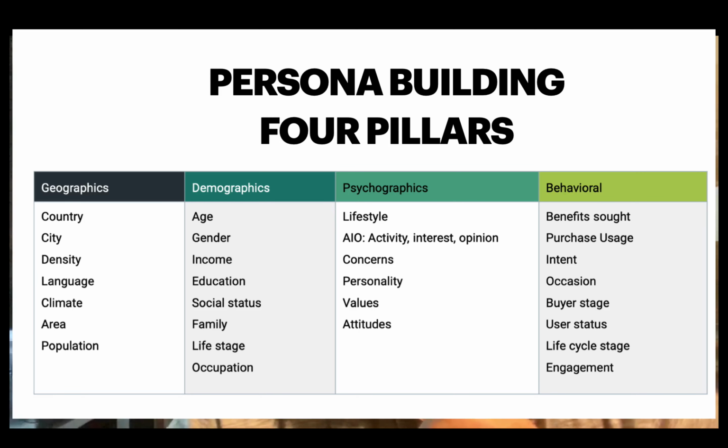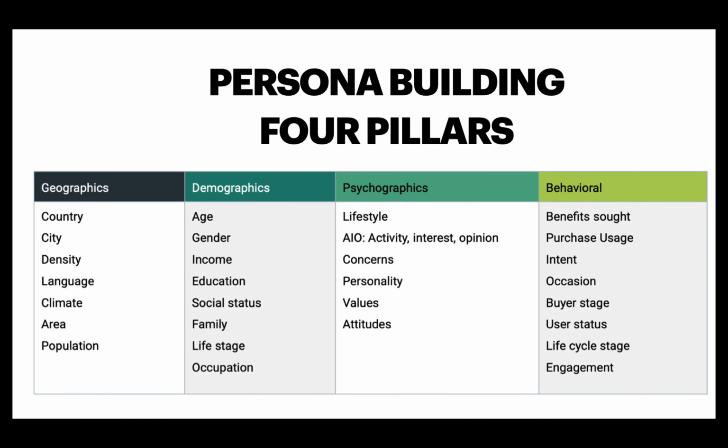First, we build personas around 4 pillars of information, which are geographics, where we live, demographics, the quantifiable attributes that describe us, psychographics, our values and decision-making processes, and then our behaviors, the actions resulting from our decisions.